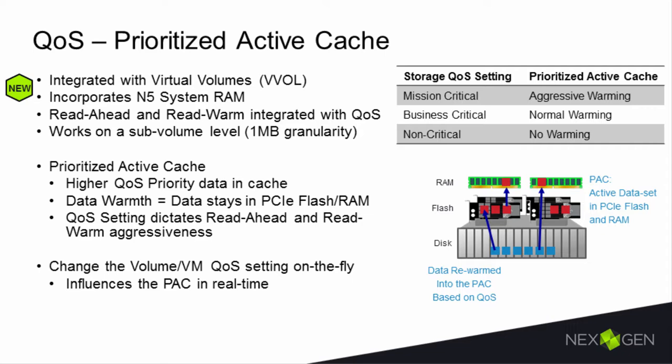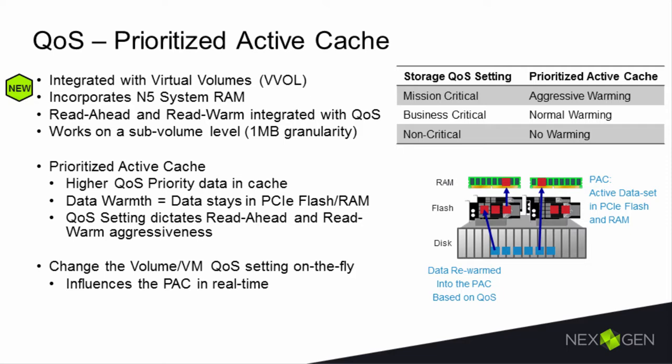The Prioritize Active Cache feature has been in the product for several releases now. We recently enhanced the functionality to be able to cache data based on VMware virtual volumes, and also to incorporate the RAM on the storage processors. The NexGen N5 has 5 performance policies and 3 service levels. Based on the volume QoS level, data is prioritized in RAM or PCIe flash.